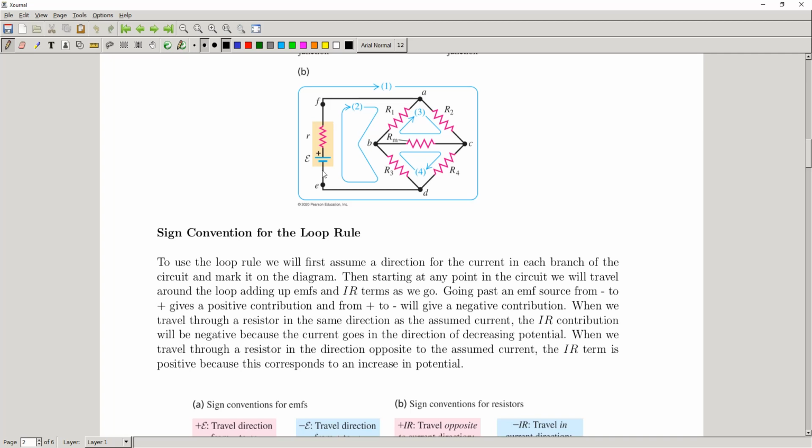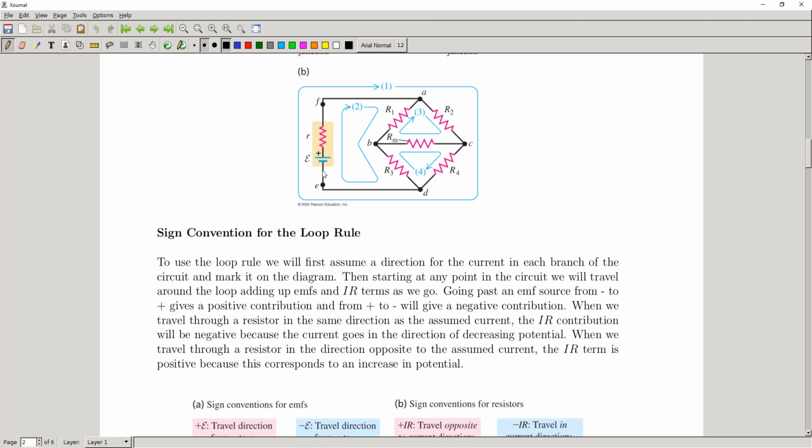Okay. Then when we go across any resistor, when we get these IR contributions, which are just the resistance times the current flowing through that resistance, if we're going through the resistor in the direction that we've assumed the current is flowing, we're going to pick up a negative contribution. Why is that? Because as we go across the resistor in the direction of the current, we're going from high potential to low potential. The current goes in the direction of decreasing potential, and so we pick up that negative sign. Or if we go in the opposite direction, we pick up a positive sign because we're going upward in potential.